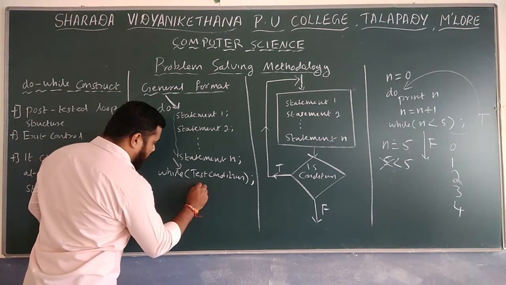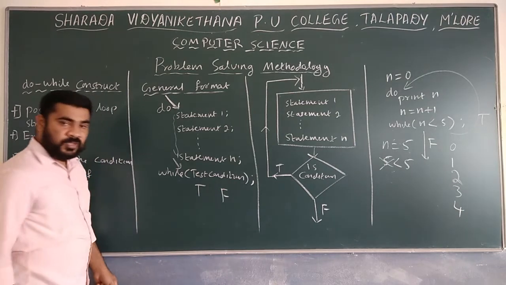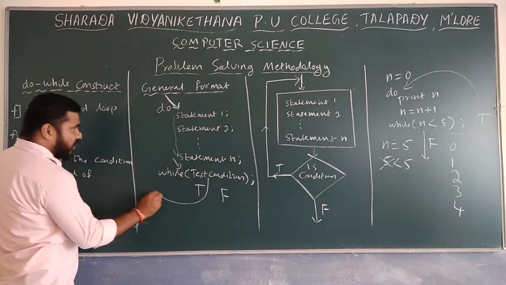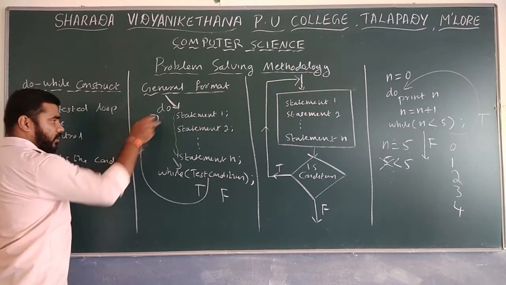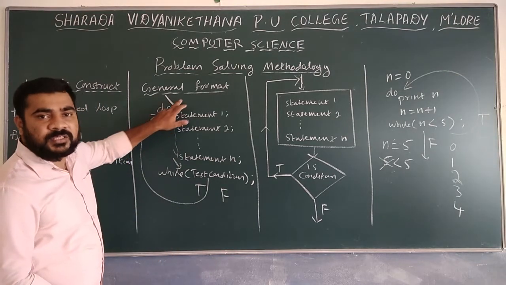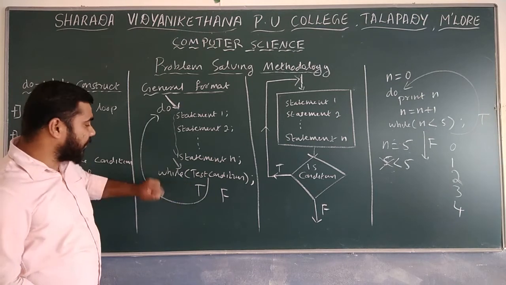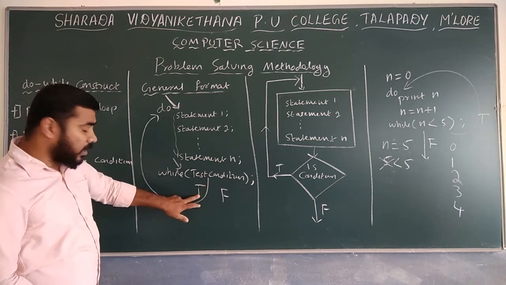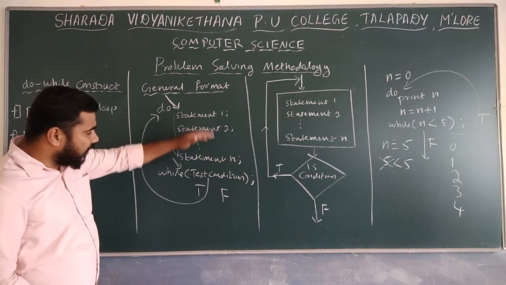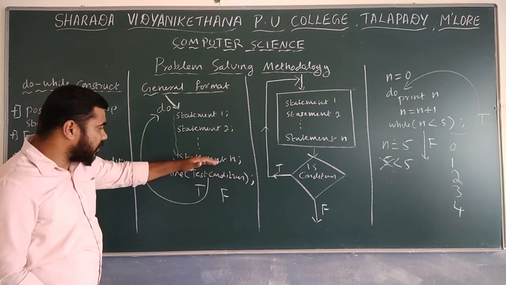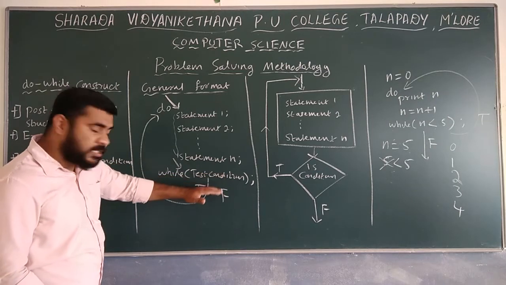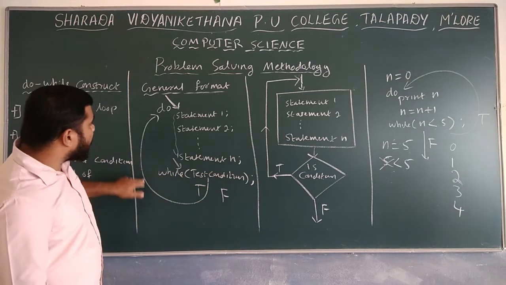After checking the condition, we will get the output, either true or false. Whenever the condition is true, control is going to move back to where you wrote do, and execute from there. So that will be repeated. You see here, first we execute the statements, control goes inside and executes the statements. After executing the statements, control is going to check the test condition. Whenever the condition is true, once again control is moving back.